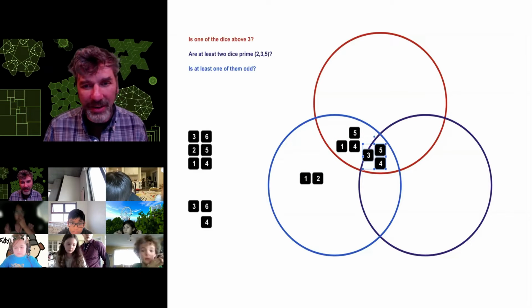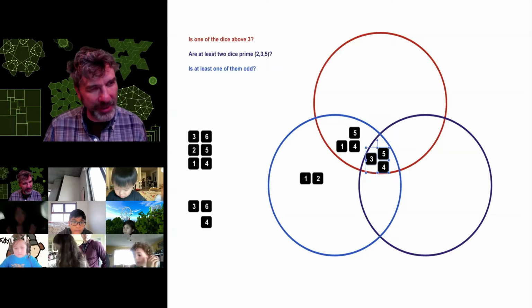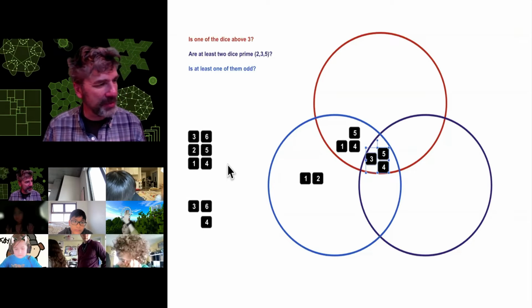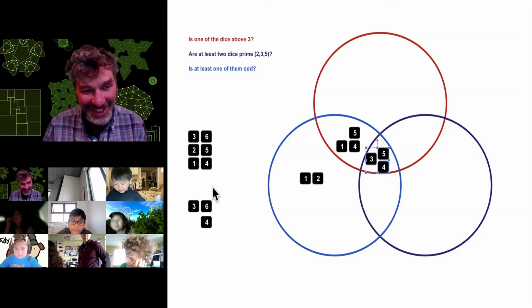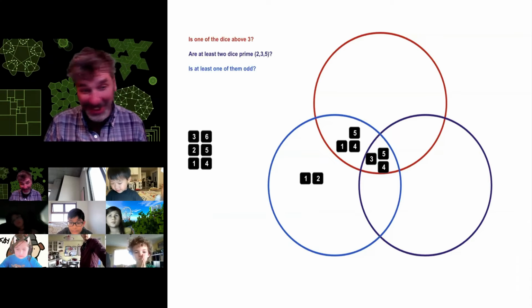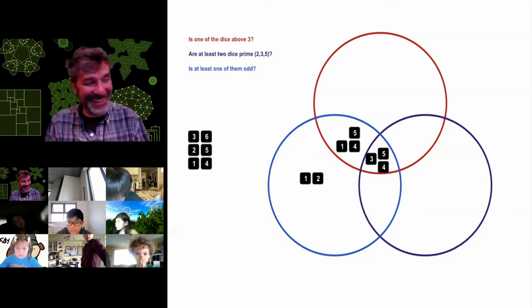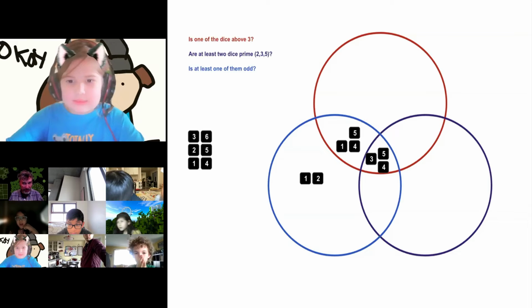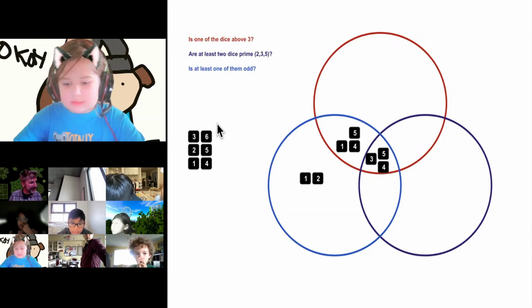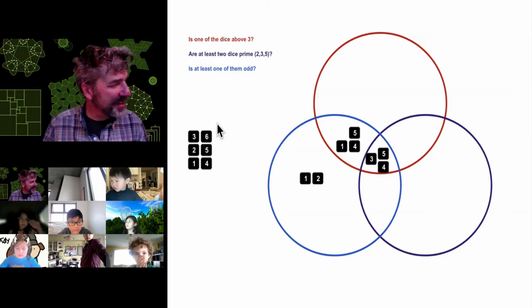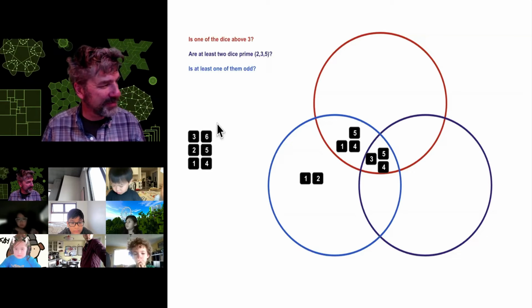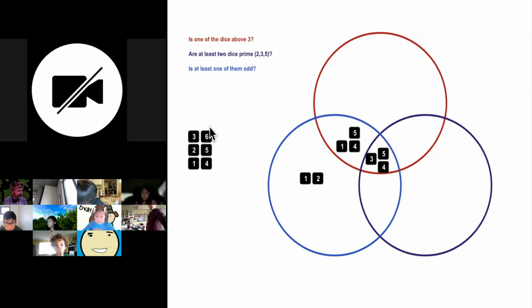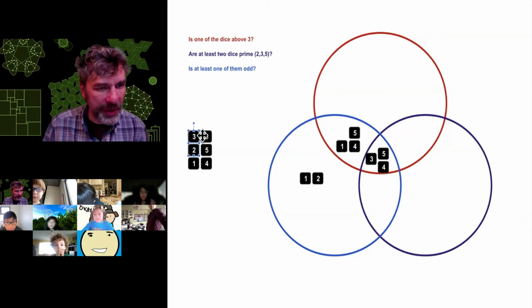Has anyone got another region that they can fill with a different roll of the dice? Huang family, if you would like to give it a try. The mom, the dad, or one of the children, go ahead. Okay, Taco Cat. 2, 3, and 6.